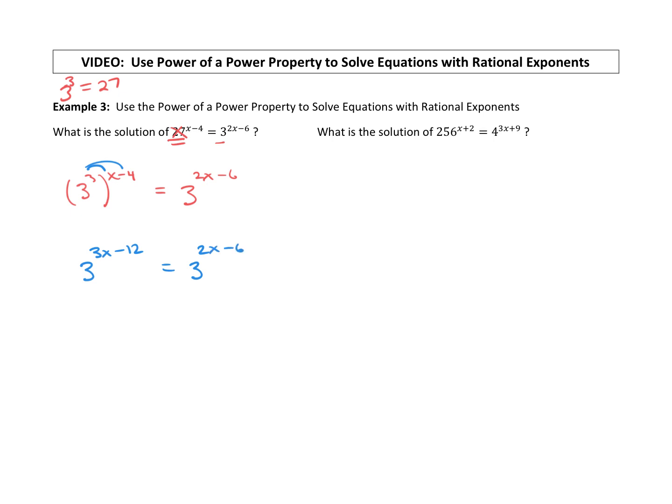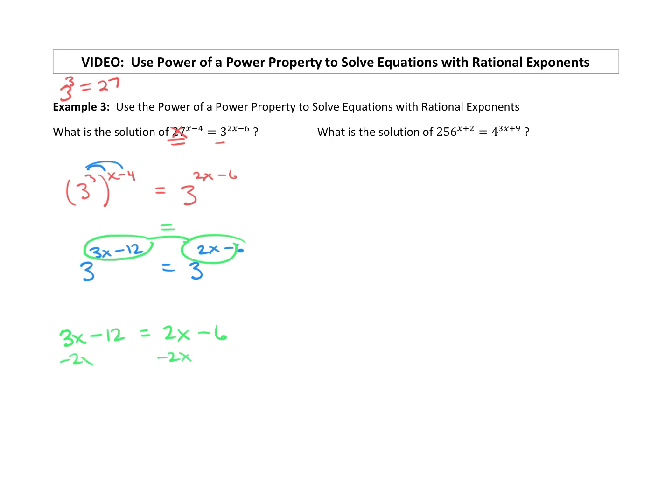Okay, well, we just did some beautiful manipulation. Now we've got the same base equal to each other, which means that your exponents, whatever they are, will be equal to each other as well. So we can say 3x minus 12 equals 2x minus 6, and then just do some solving.